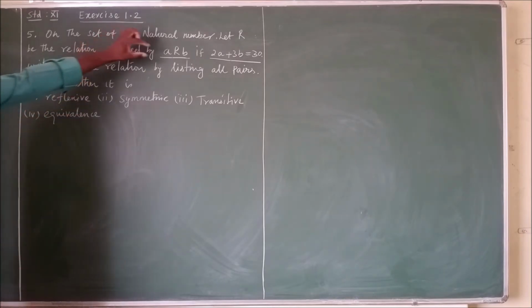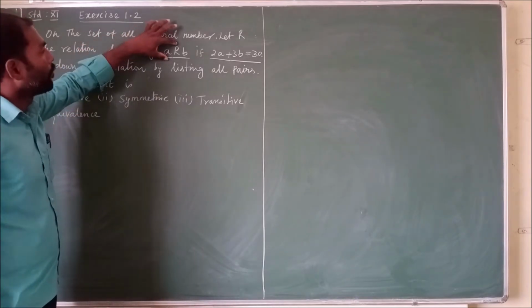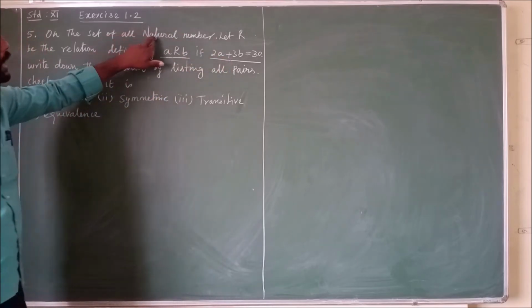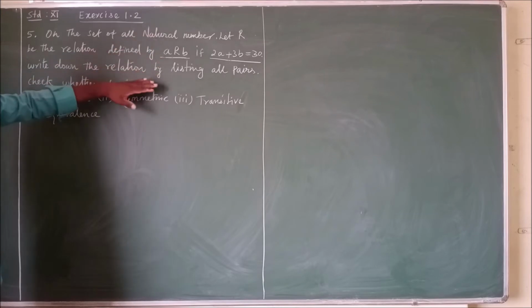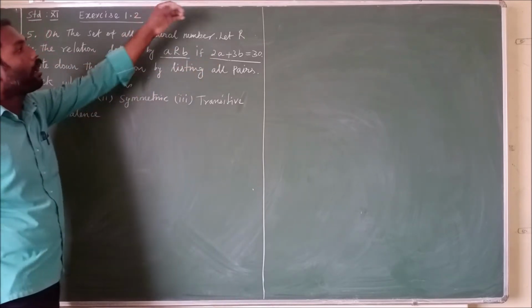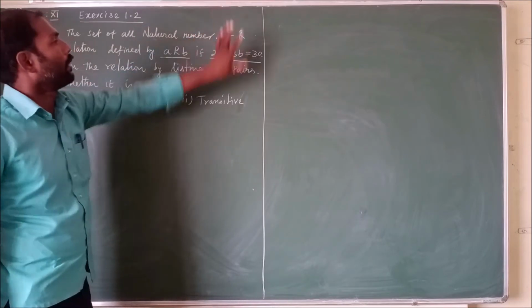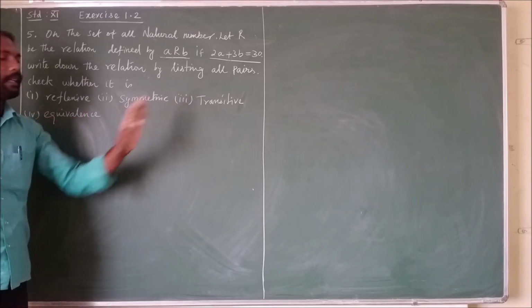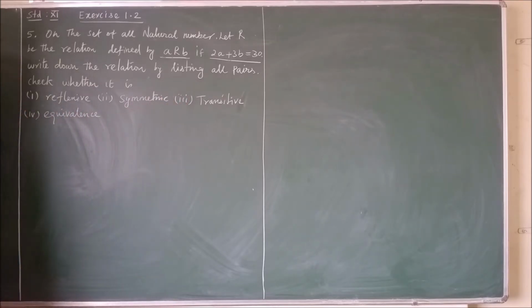So given the relation and the condition, A and B are the set of all natural numbers. Check and list out the relation, meaning all pairs of elements in R. One by one we check it: reflexive, symmetric, transitive, then equivalence. This is the solution.